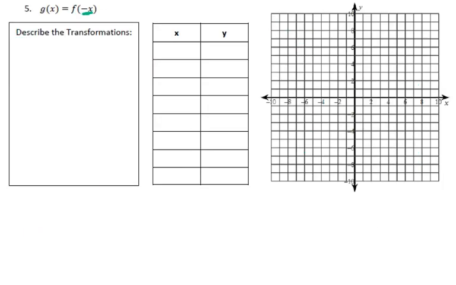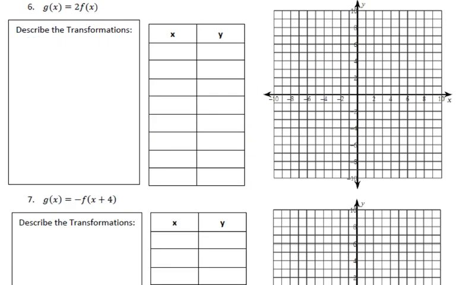Same with this one. Now remember, when it's on the inside, it reflects over the y-axis. So how does it affect our table? Describe it for me, and then draw the graph for me. Number 5, that's a stretch, so how's it stretching it, and how's that affecting everything?